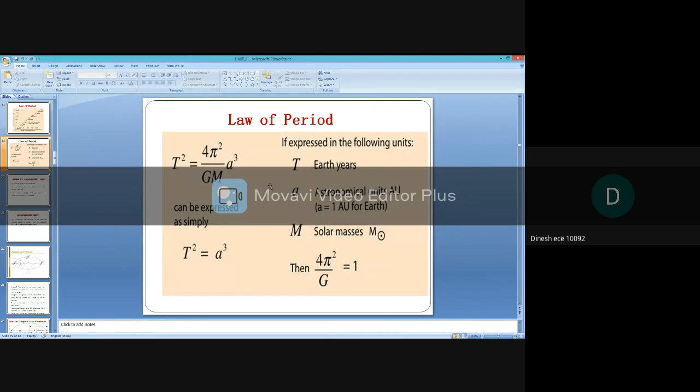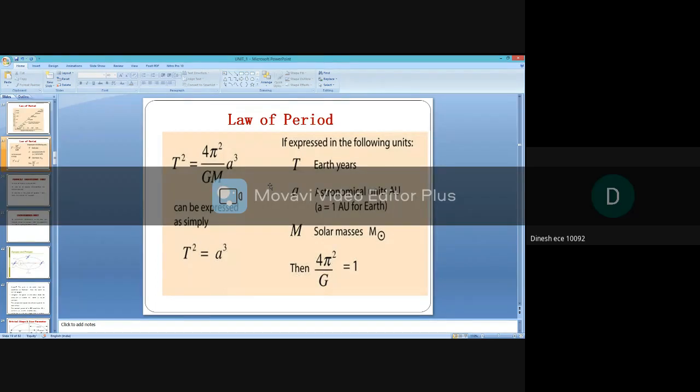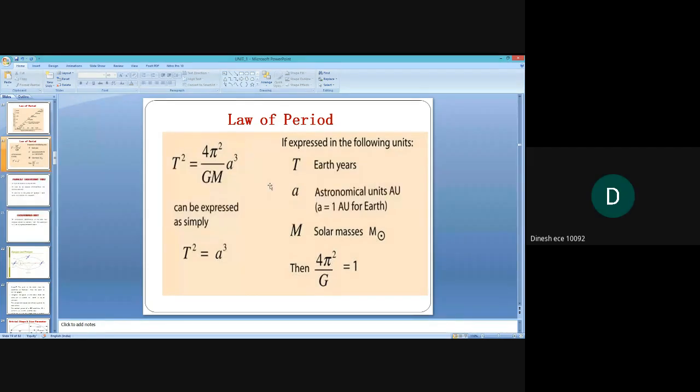So T squared is equal to 4 pi squared divided by GM times a cubed. Here a cubed is in astronomical units, measured for the entire orbit, which is the semi-major axis. T is measured in Earth years. M is in solar masses, depending upon the planet. So this can be simply expressed as T squared = a cubed, when considering 4 pi squared divided by G is equal to 1.